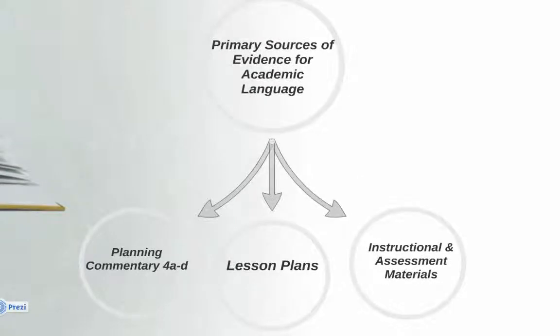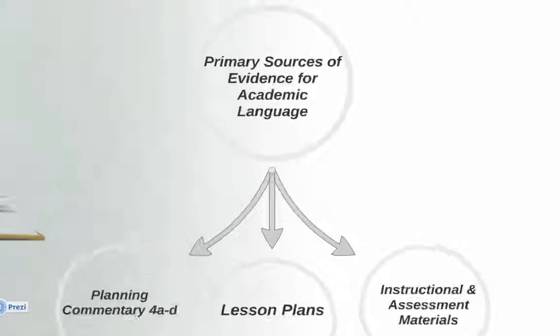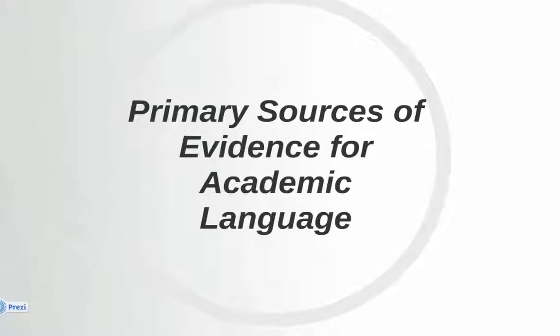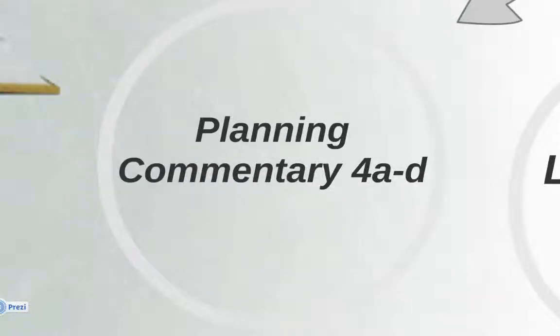Now, as a reviewer of your portfolio, the assessor, the person giving you your score, this is where they're going to be looking for evidence of your academic language. And they're going to use this rubric and they're going to rate you based on what you've done using these primary sources from the planning commentary 4A to 4D. So you're planning, you're describing to edTPA what's going on, what are you going to do.